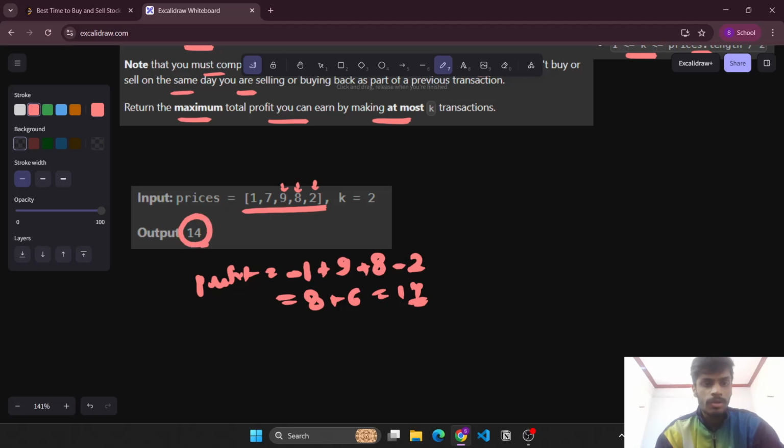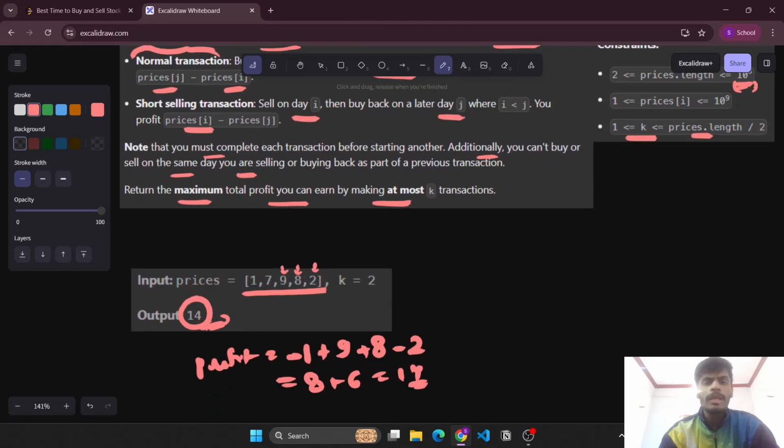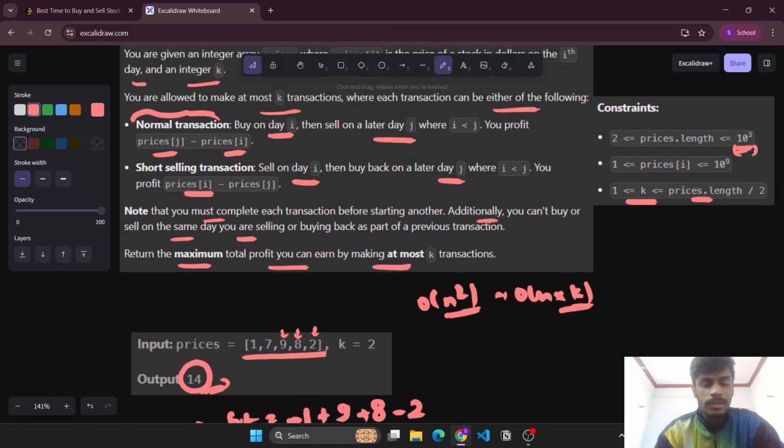Once we analyze the constraints, we see that prices length can go up to 1e3 only. So maybe a solution of the order of n square or n into k is expected here. Maybe some solution of this complexity is expected.